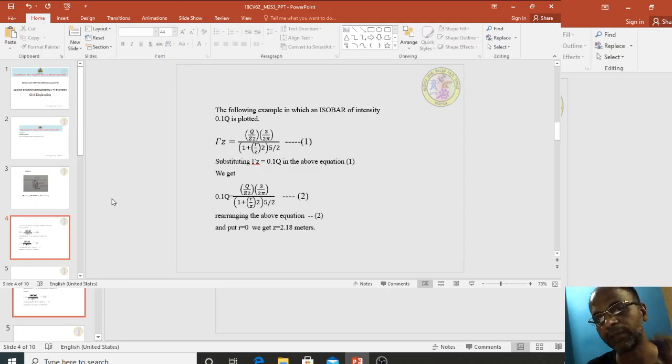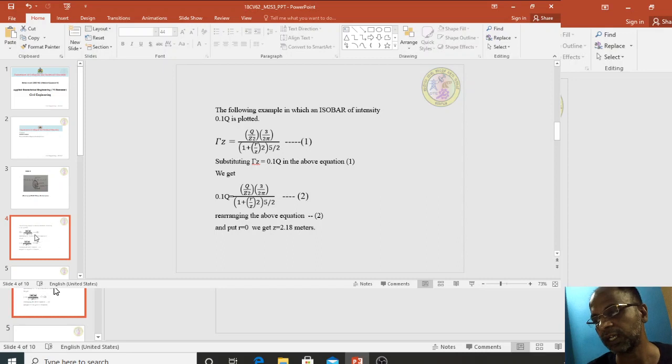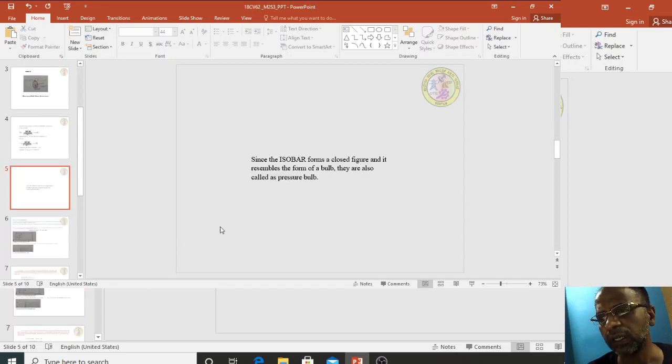So up to a depth of 2.18 meter, the stress has a very high influence on the soil stratum. Coming to the isobar, I can define an isobar as follows: since the isobar forms a closed figure and resembles the form of a bulb, it is therefore called a pressure bulb.